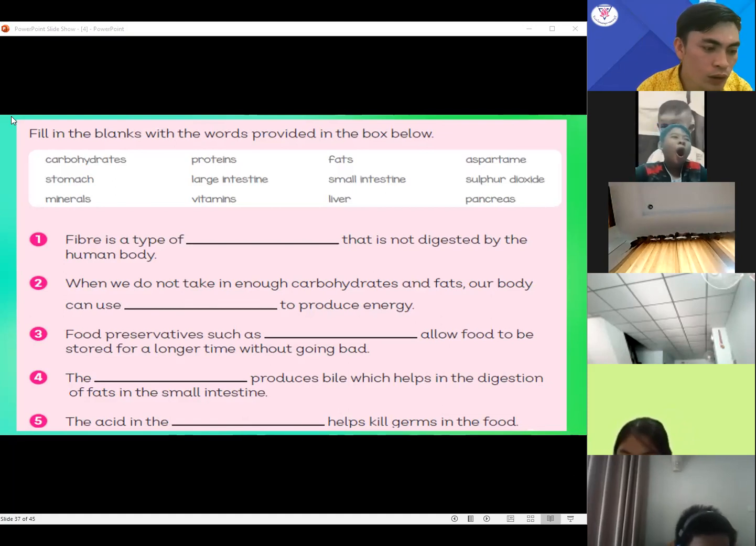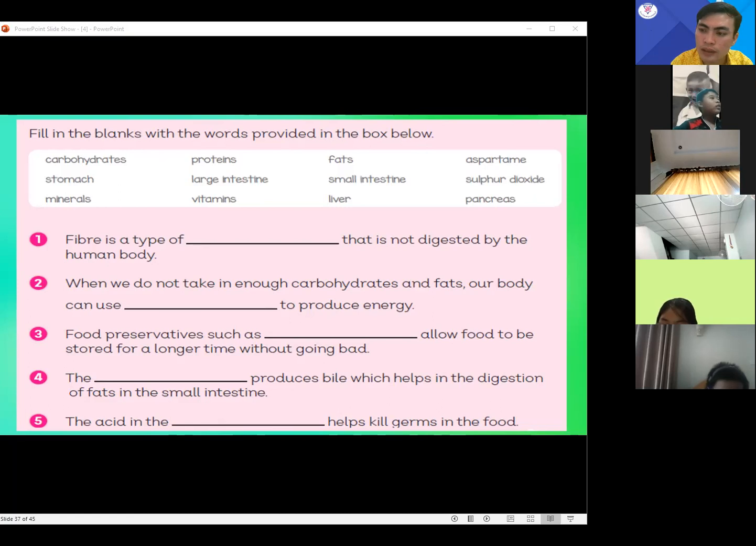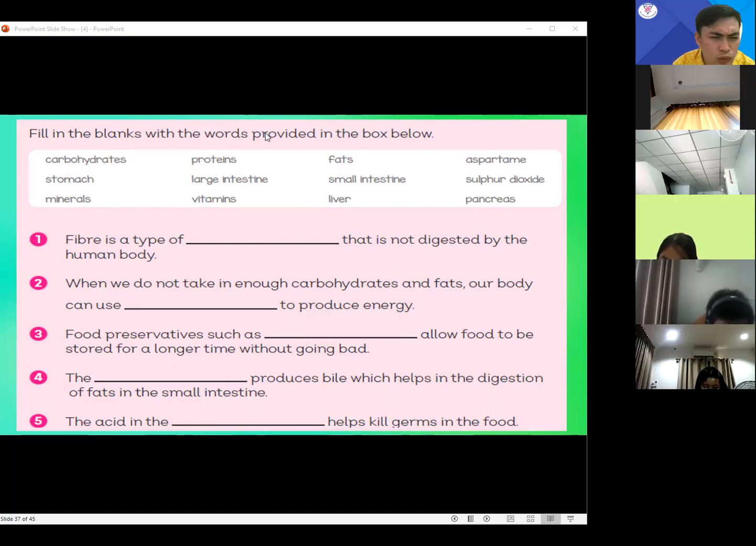All right. So I'm going to reveal the answers now, but we're going to check this one together. Okay, so first question, of course: fill in the blanks with the words provided in the box below. So there are words here that you're going to use in order to answer five questions.